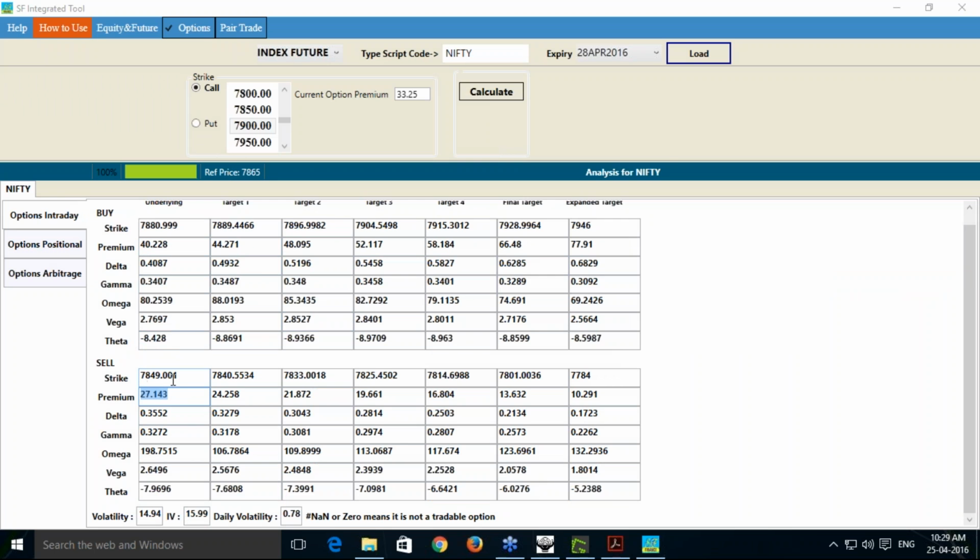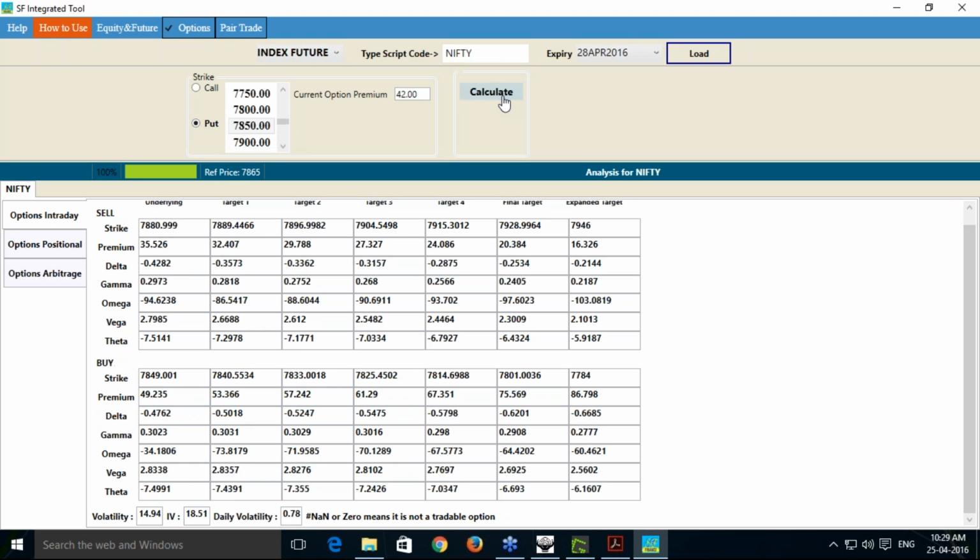Suppose it is falling to 7849 level, then you can think of the 7850 put option, the nearest option, which is currently at 42. If you want to buy that put option, buy around 49. If you are a pure option intraday trader, buy around 49, keep a stop loss of 35.5, and these are the targets. You are not hedging, just playing with the options. This is for intraday options.